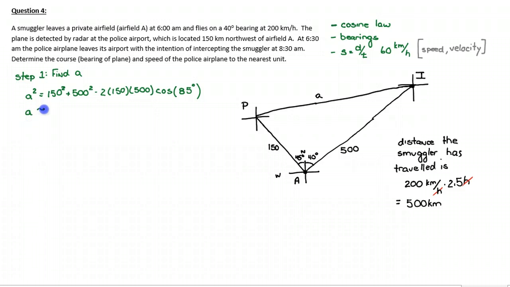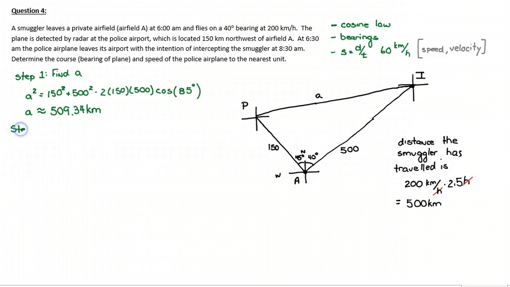So A is approximately equal to, and again, I want to be able to do this in my calculator in one step. Developing good calculator techniques is so important. So we get A is approximately 509.34 kilometers.